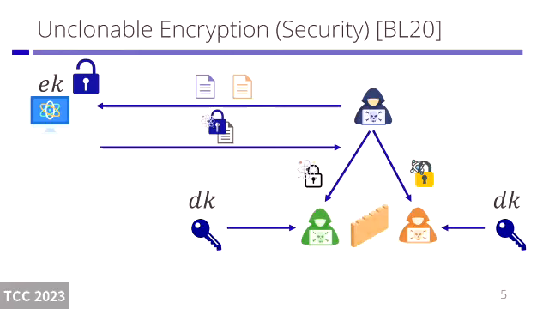After that, the challenger sends the decryption key to these two adversaries. And then they output a guess for the challenge ciphertext. If the probability that both guesses are correct is less than half plus negligible, then we say that this is unclonable indistinguishable secure.